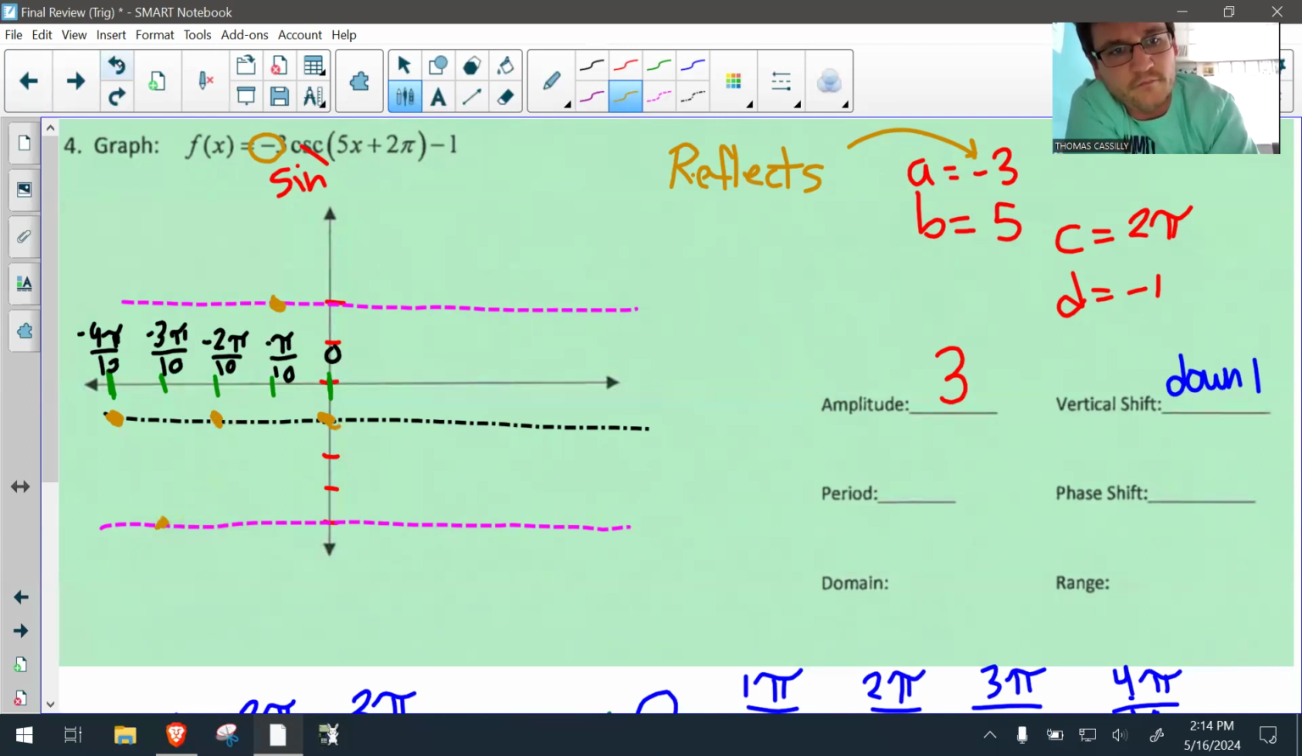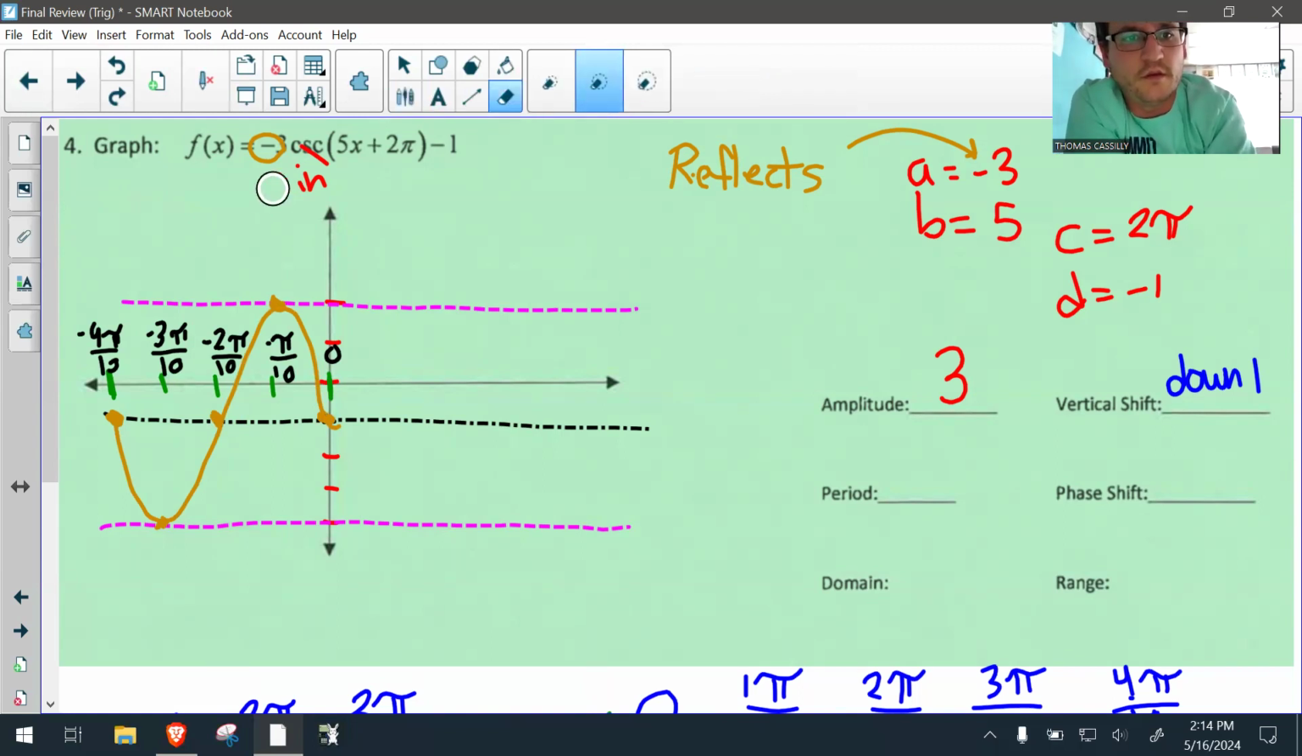Try that again. It's going to look like that. All right, this is our sine. Here, let me change my colors so we're nice and color coded. We're going to do a sine.